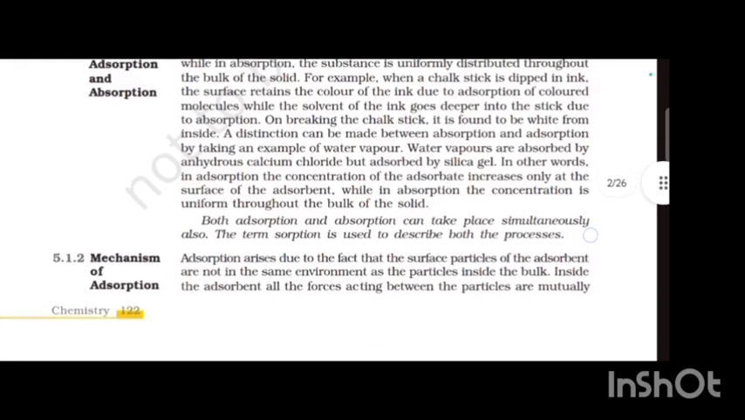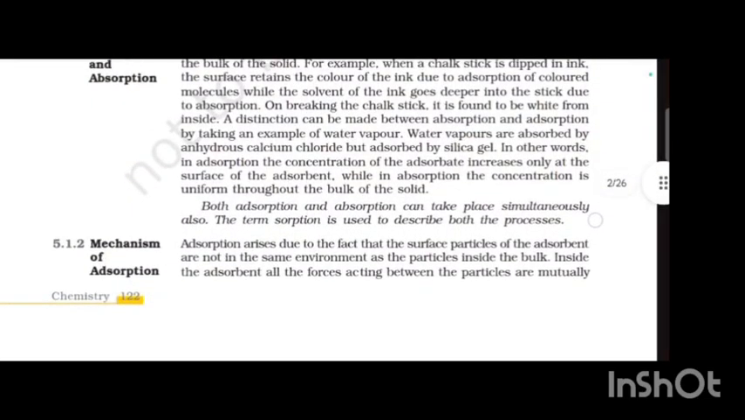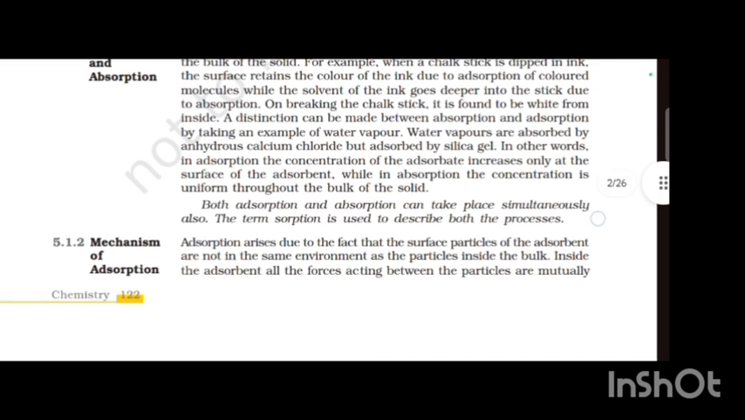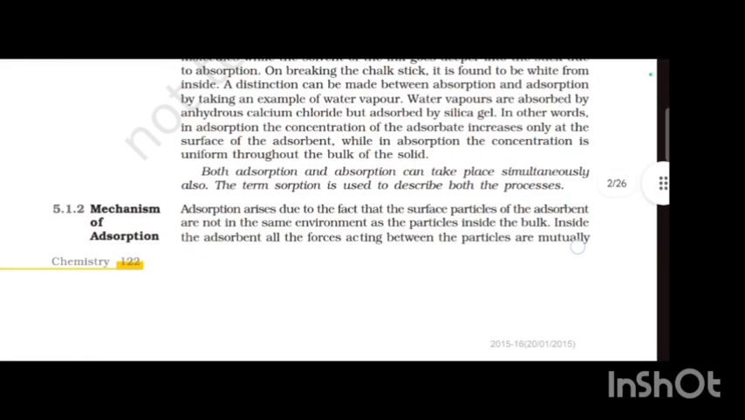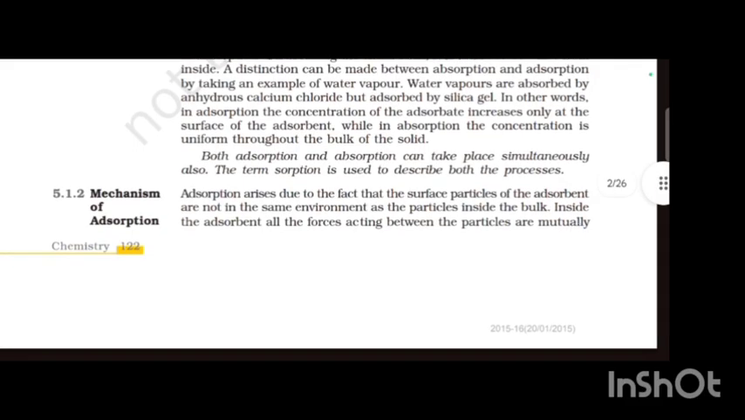For example, when a chalk stick is dipped in ink, the surface retains the color of the ink due to adsorption of colored molecules, while the solvent of the ink goes deeper into the stick due to absorption. On breaking the chalk stick, it is found to be white from inside. A distinction can be made between absorption and adsorption by taking an example of water vapor.